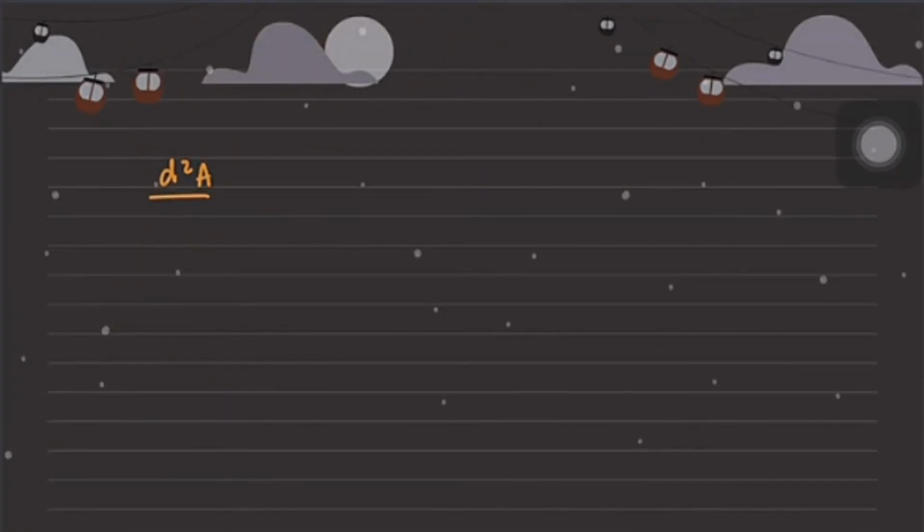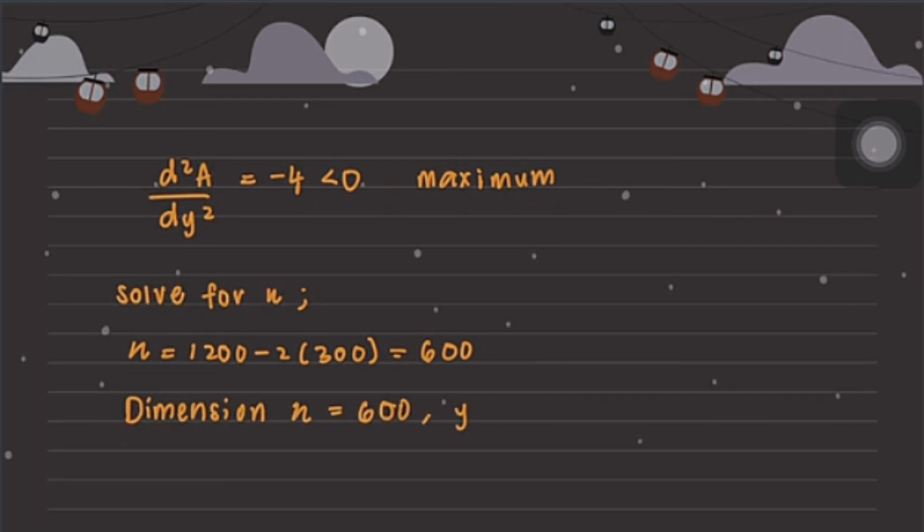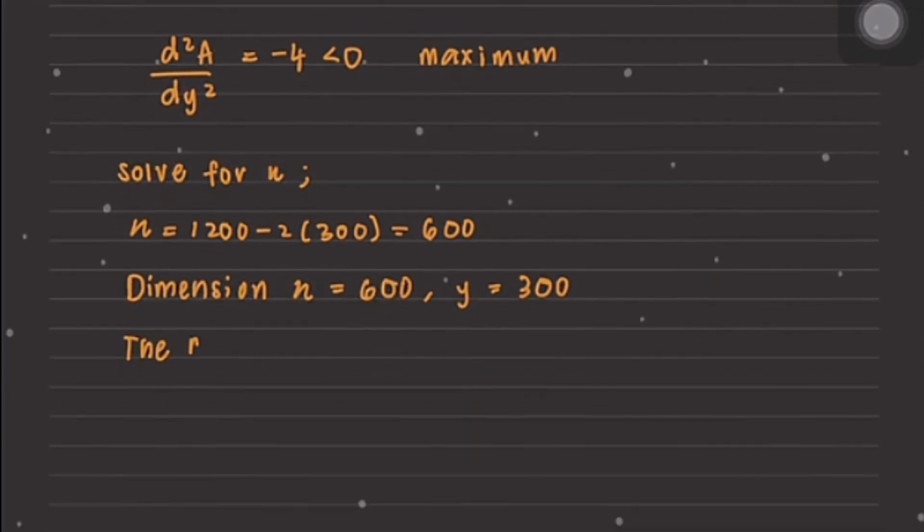So next we need to do the second derivative. Second derivative, d²A/dy² equal to negative 4, less than 0. Means here it was maximum. Okay, next we need to find the x value. Okay, so for the x value we need to use the formula x equal to 1200 minus 2y. We substitute y as 300. Okay, so we will get 600.